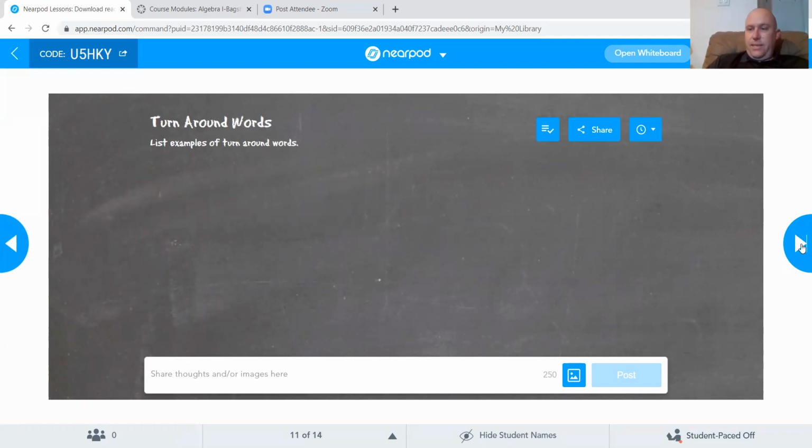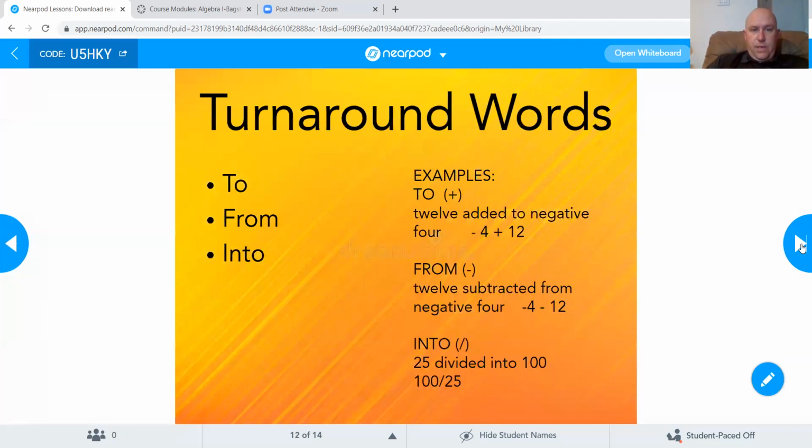Turnaround words, we're actually going to go straight to the end because there's a few of these ones. So let's take a look at those. So if we said 12 added to -4, that actually means that 12 goes at the end of the question. So this word added to is one where it would turn around. So what's at the start is at the end, and what's at the end is actually the start.